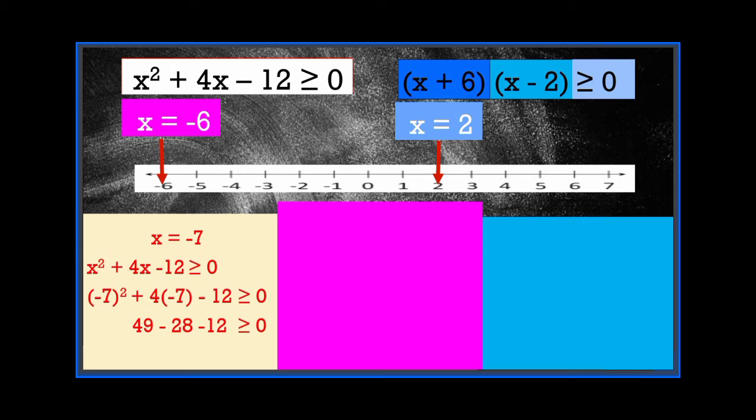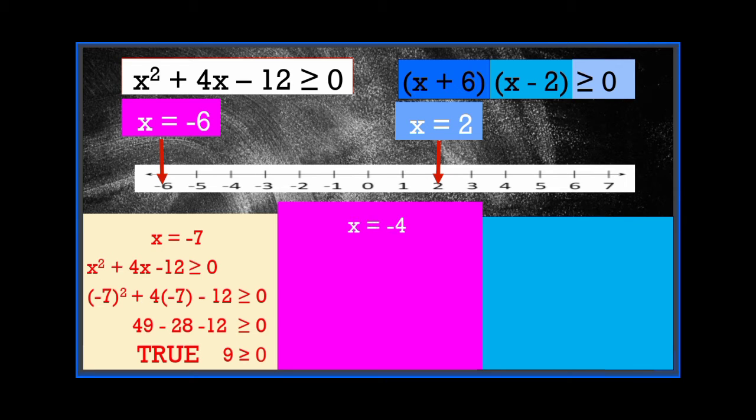So, pag sinimplify natin ito, we have now 9 is greater than or equal to 0. So, tama ba ang statement natin? Is 9 greater than 0? Yes, it is. So, ibig sabihin, this statement is true. Okay, ngayon let us try naman the numbers na mas mataas kesa sa negative 6.